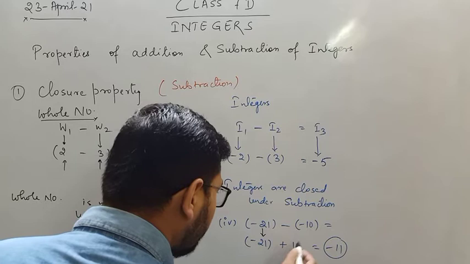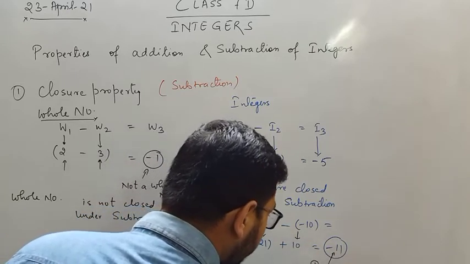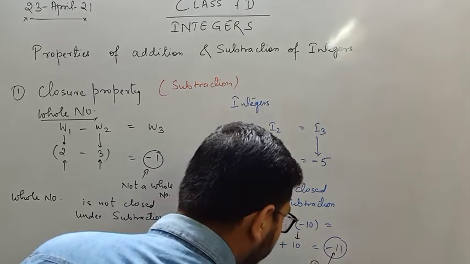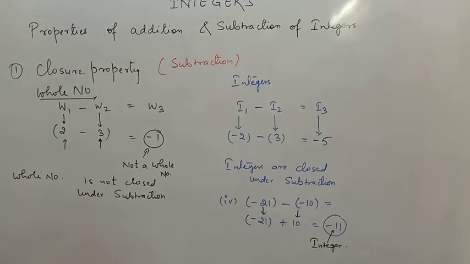This is a negative integer. This is again an integer. So you can write integer. So integers are closed under subtraction, but whole number is not closed under subtraction. Please note it down fast. Then I'll explain you what is commutative property and what is associative property.